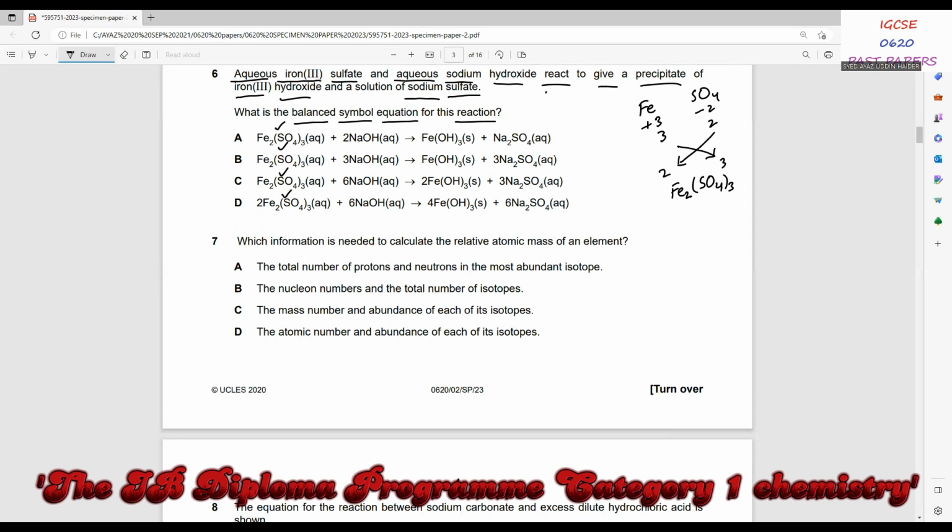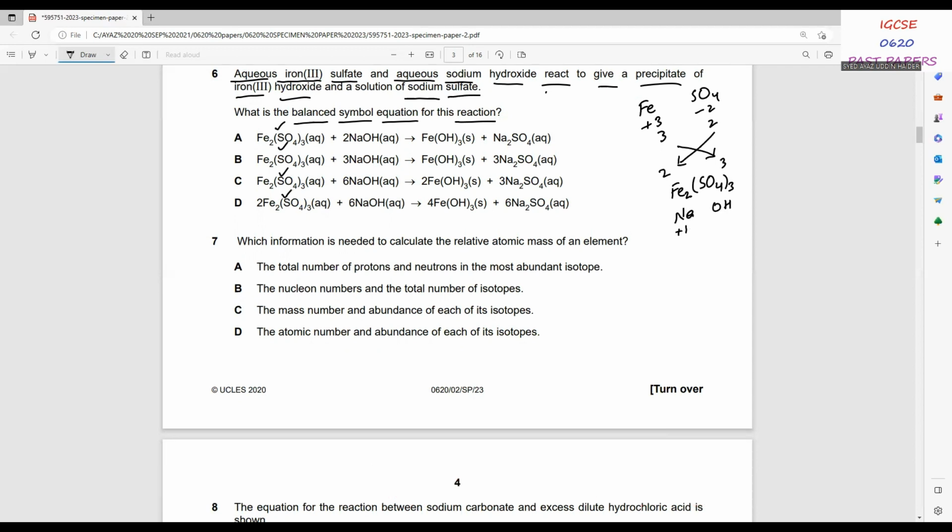All the options have the correct formula for Fe2(SO4)3. The formula for sodium hydroxide is also correct, because the charge on the sodium ion is +1 and OH is -1. So the ratio will be 1:1. You will have NaOH.